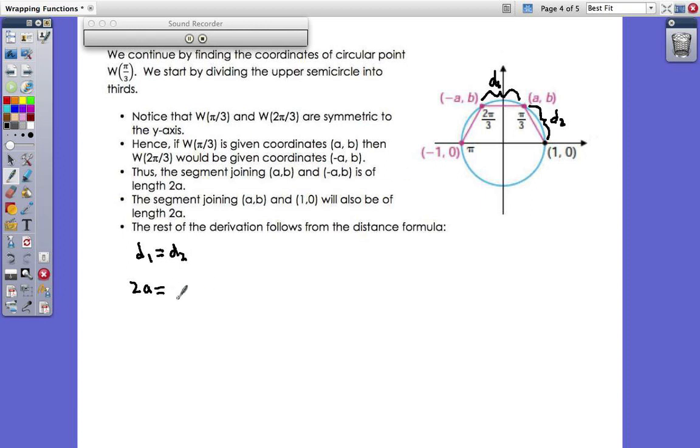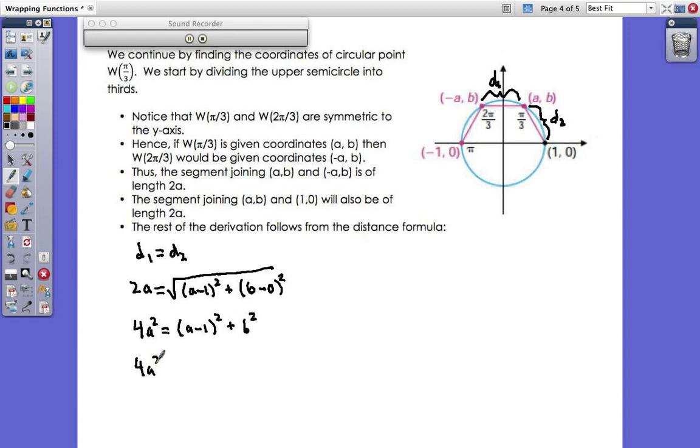d2, meanwhile, will have a distance that I can describe with the distance formula. So it'll be the square root of the difference in the x-coordinates squared plus the difference in the y-coordinates squared. So that would look like this: a minus 1 squared plus b minus 0 squared. All right, and then what I'm going to do first is get rid of that nasty square root. Square the left side and you get 4a squared. Square the right side and you'll get rid of the square root. You'll get a minus 1 squared plus, and I'm going to just write that as b squared there instead of b minus 0 squared. In the next step, I'll expand a minus 1 squared.